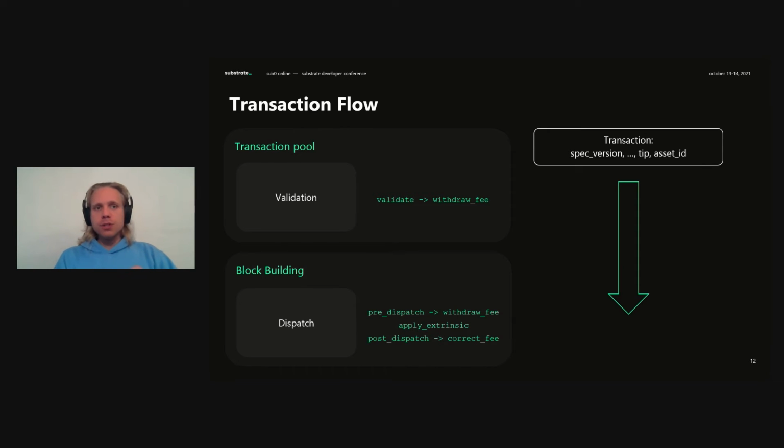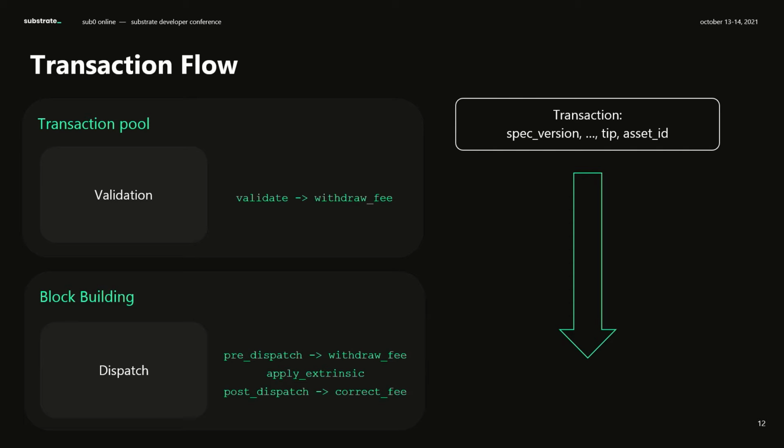In order to do that, I want to talk very succinctly about the transaction flow, right? This is what we will be changing here. On the right-hand side, you can see that the transaction includes spec version and some other fields that have been elided here, a tip, and then an asset ID. This is true after the changes that we implemented. So that's the first change already, right? This asset ID that's part of the transaction is the first change. Henceforth, transactions on Statement will include this asset ID, and this data will be passed as part of the transaction through the two phases that I want to illustrate here.